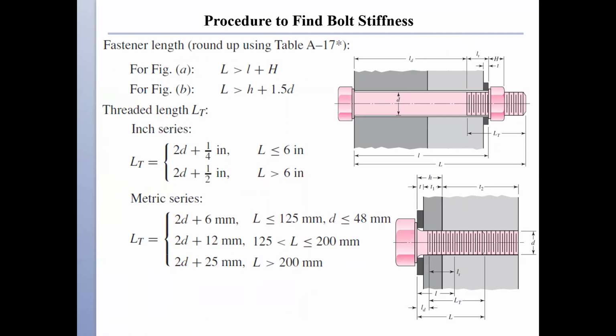Please remember that the total length of a bolt for figure A is greater than the grip length plus H. And for figure B it is lowercase h plus 1.5 D.